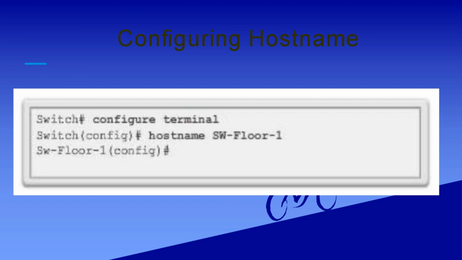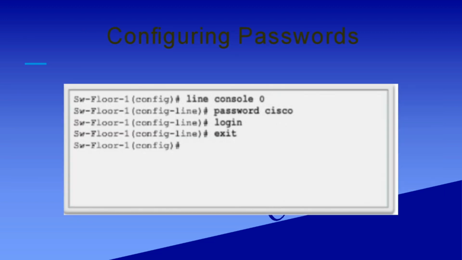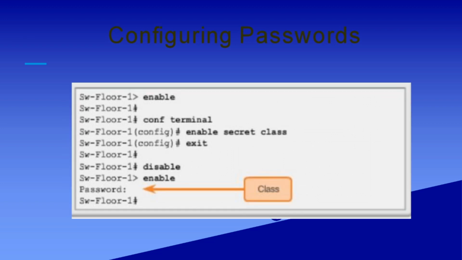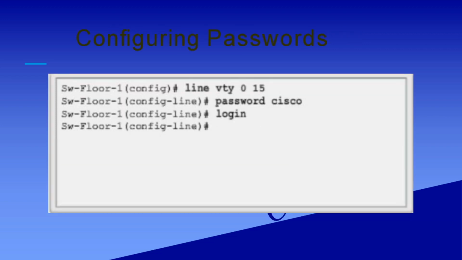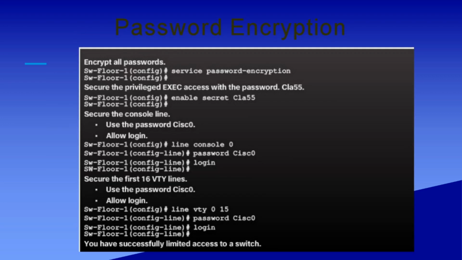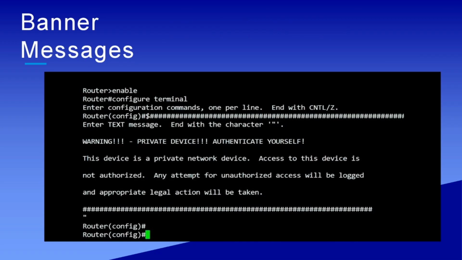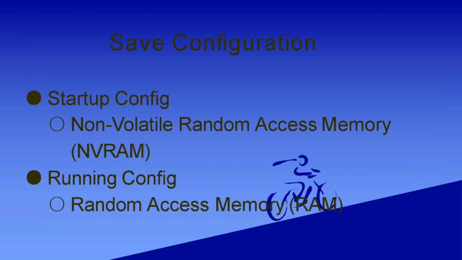Configuring hostname. Configuring password. You will type your password. In this figure, you type password cisco, and cisco is your password. Password encryption. Banner message. Save configuration.